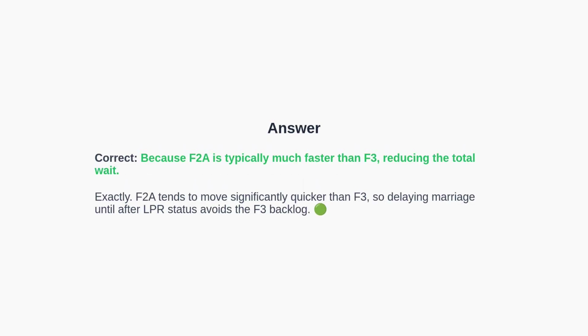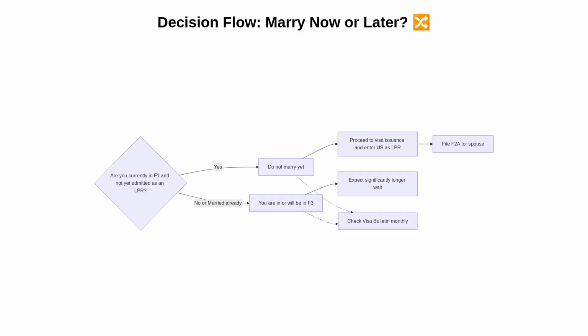The correct answer is that F2A is typically much faster than F3, which reduces the overall wait. By delaying marriage until after becoming an LPR, you avoid triggering the F3 category and its extended backlog. This decision flow helps you determine whether to marry now or wait. If you are currently in F1 and have not yet been admitted as an LPR, the fastest path is generally to avoid marriage until after entry as a permanent resident, then file F2A. If you are already married or choose to marry before visa issuance, you will fall into or remain in F3 with a longer wait. Both paths should include a reminder to check the Visa Bulletin monthly.